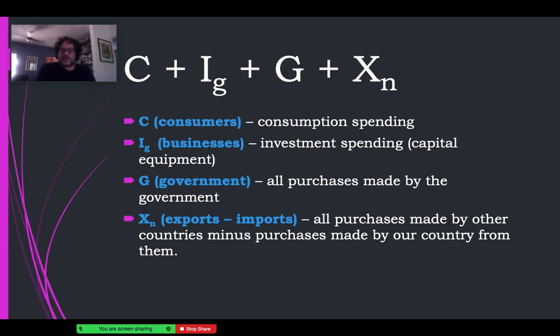This is what businesses spend. And what do businesses invest in? They invest in capital, right? They buy a new machine to make a car. They buy a new tractor for their farm. They buy a new printing press or whatever. G is government spending, anything that the government buys, new tanks, new airplanes, building hospitals, whatever. And then we have net exports. All purchases made by other countries minus the purchases made by our country. That can be a negative number. We add up all of these things and that will give us our GDP.